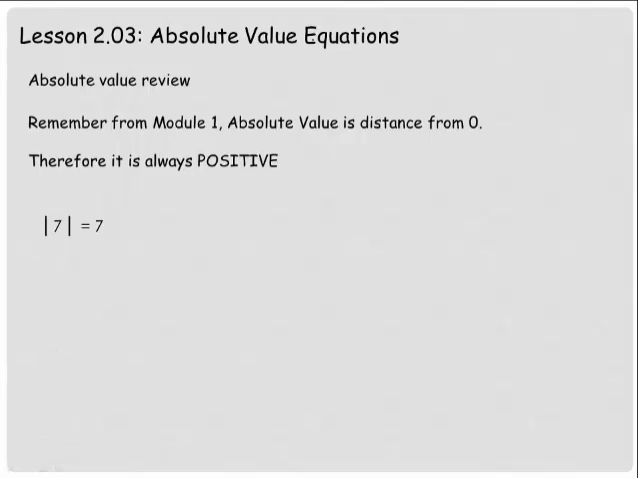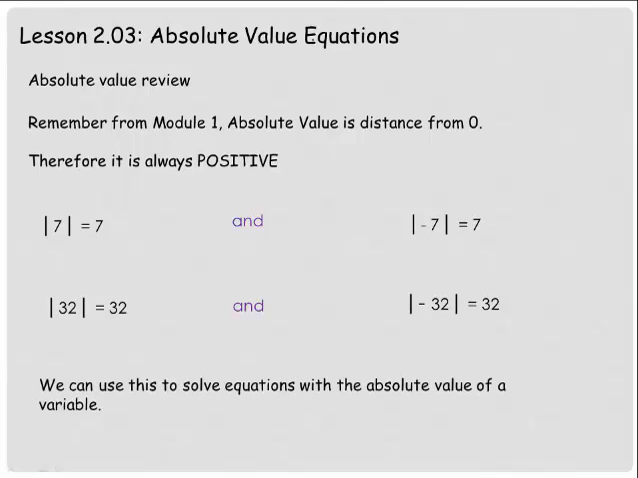The absolute value of 7 is 7, and the absolute value of negative 7 is 7. The absolute value of 32 is 32, and the absolute value of negative 32 is also 32. And we can use this to solve equations with the absolute value of a variable.